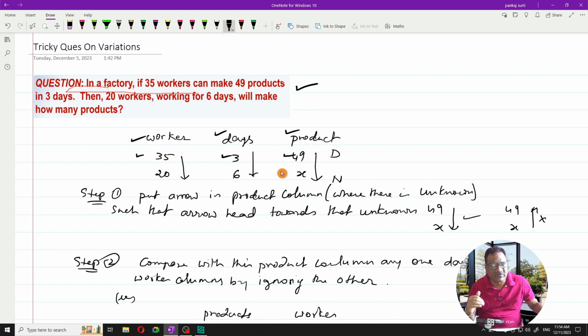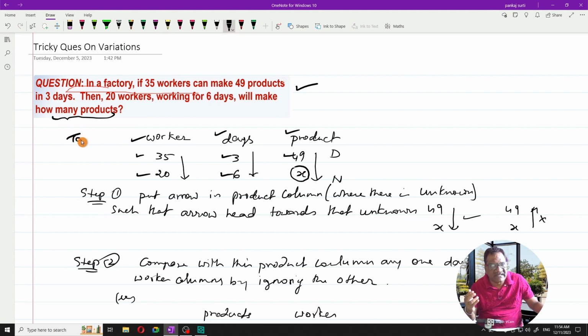Now coming to the second row, you will find that one of the columns will have an unknown. In this case, what is the unknown? The question says that then 20 workers working for 6 days will make how many products? So this is the unknown, how many products. So in the product column I'm going to put an X, because that is something we are asked to find out. In the days column it will be 6, since working for 6 days, and workers is 20, so I'll put 20 over here. The X will be the entry in the second row of this table.